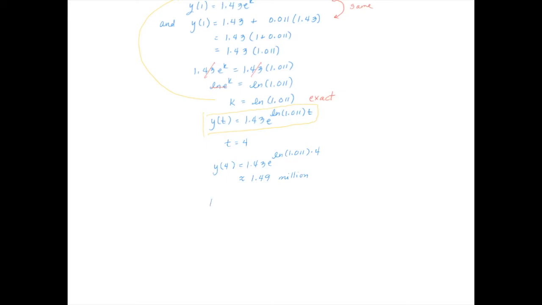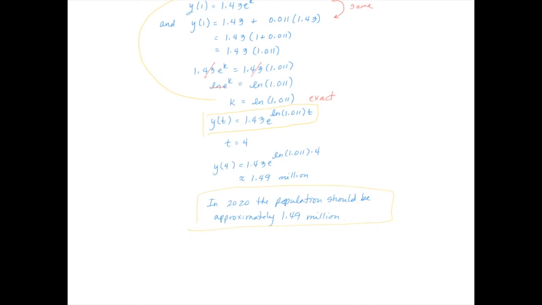Okay, so in 2020, the population should be approximately, or about, 1.49 million. Okay, so typically we answer word problems with a sentence.